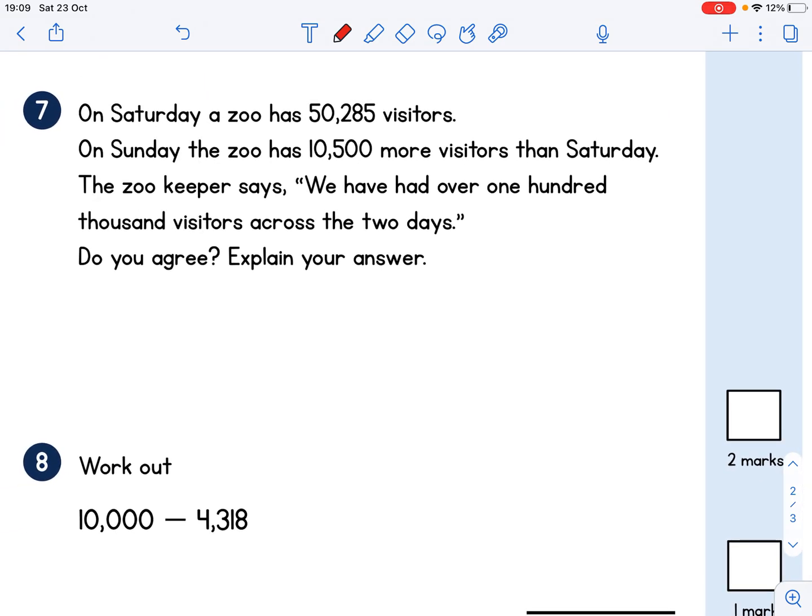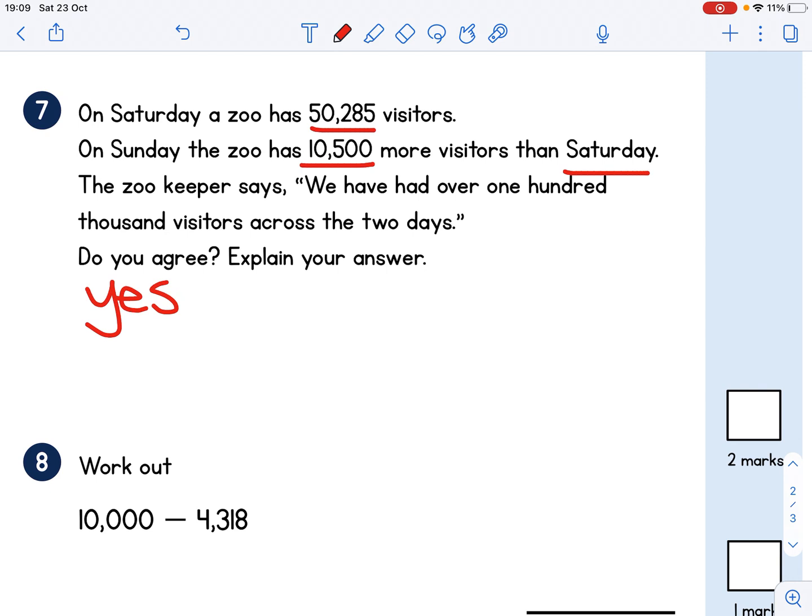Okay. On Saturday, a zoo has 50,285 visitors. On Sunday, the zoo has 10,500 more visitors than Saturday. So that's not how many come on Saturday, that visit on Saturday. It's saying that it's 10,500 more than this number. The zookeeper says we have had over 100,000 visitors across the 2 days. Do you agree? Explain your answer.